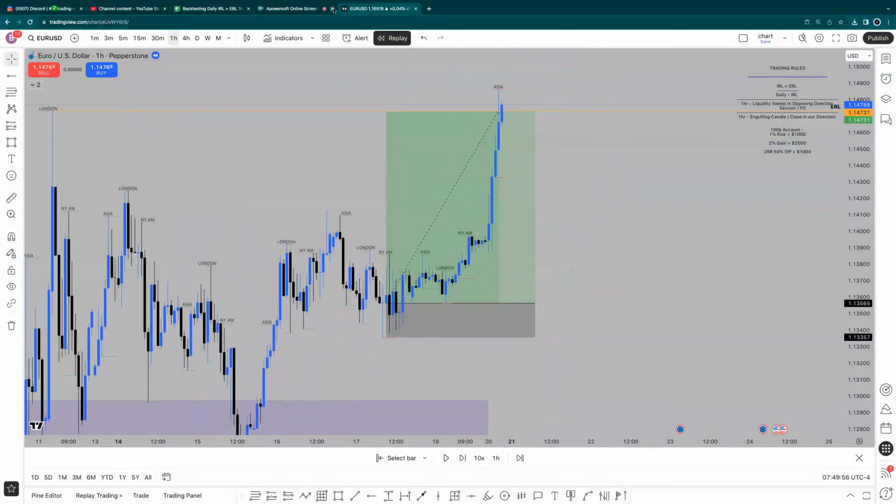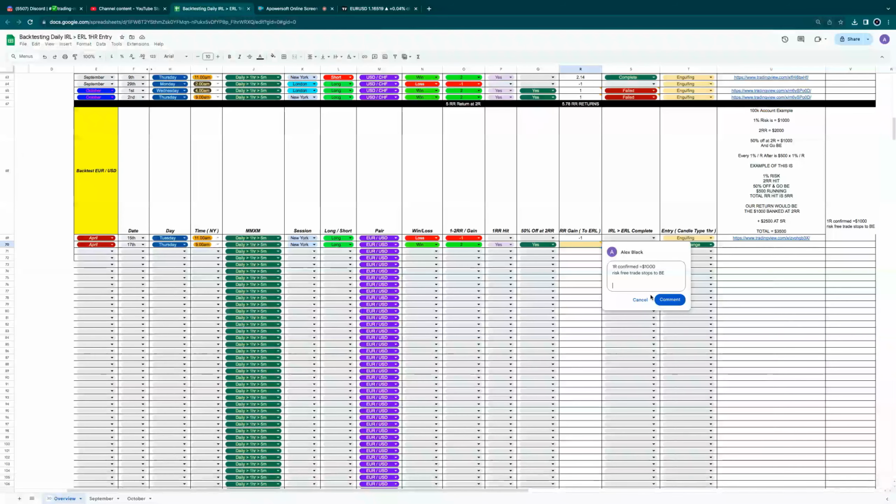So yeah, that was a 5.61 R confirmed. 5.61 overall win. So that would be 1,000 in, which means I left 500 running. So that would be 500 times 5.61.